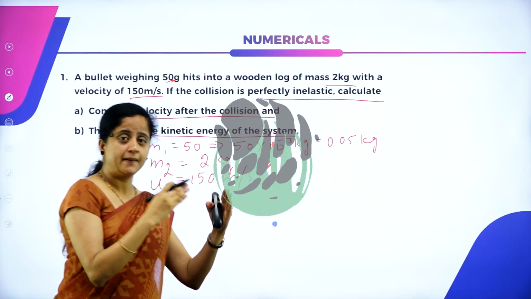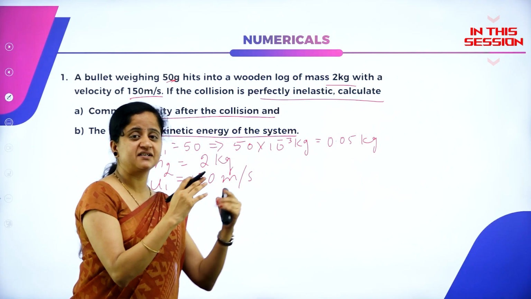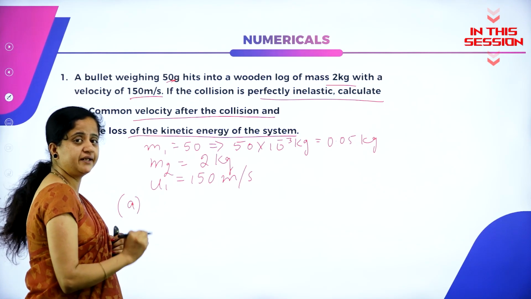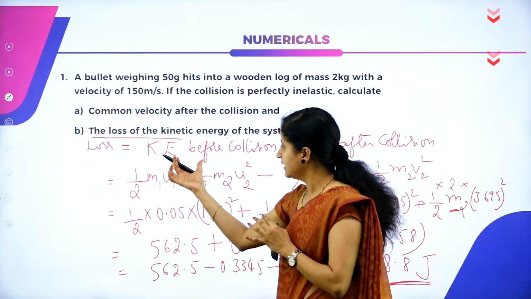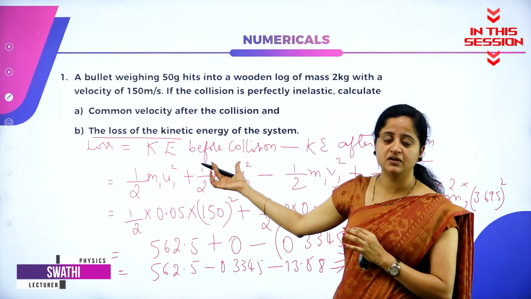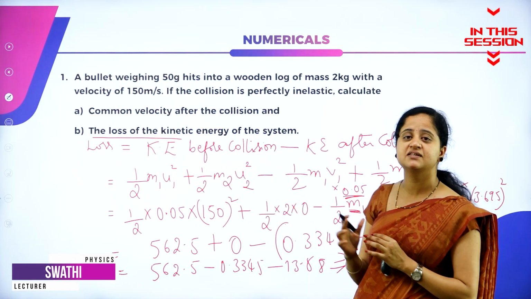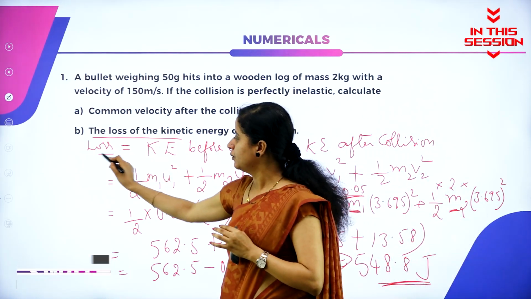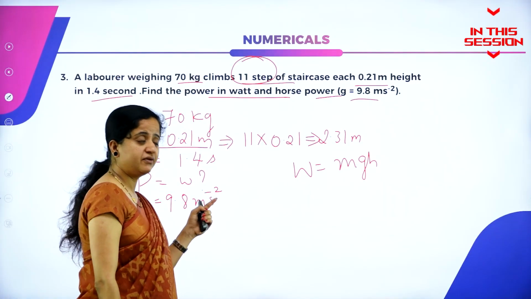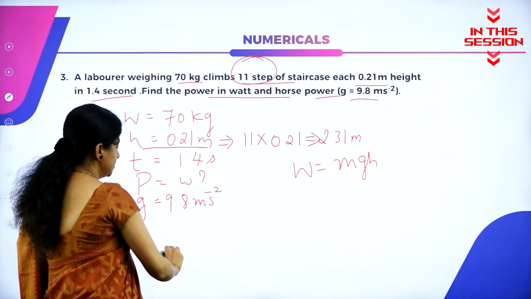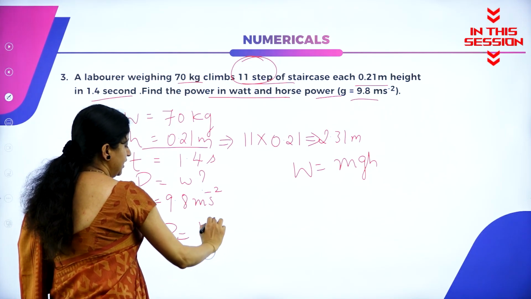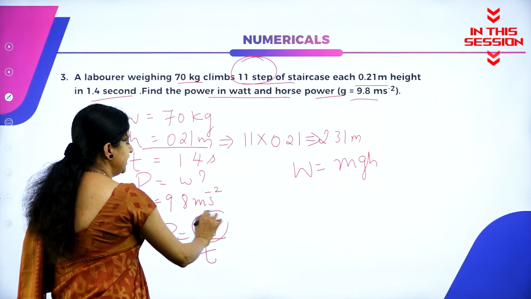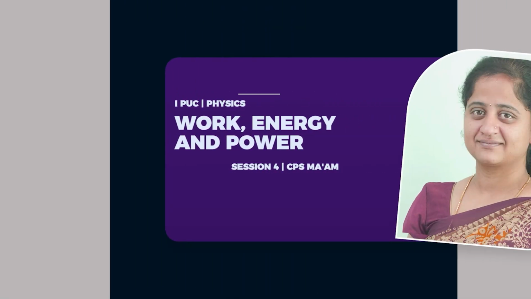After the collision, both bullet and log will travel in the same direction. So that is why we have to calculate the common velocity, and the kinetic energy of the system before collision minus the kinetic energy of the system after collision. Taking the difference, we will come to know what the loss is. What is power? We have to calculate power. Power can be calculated by the formula work done in a given time. So for this, we need the W value.